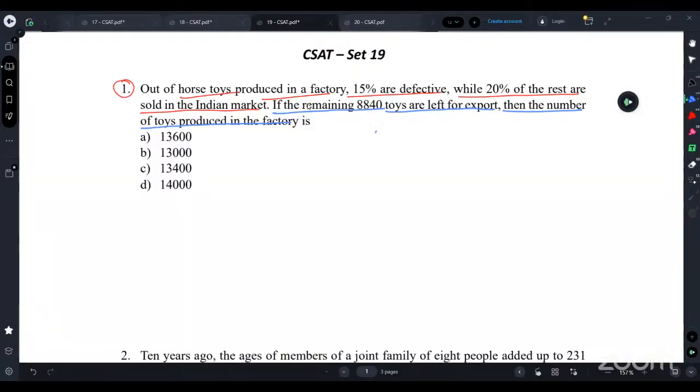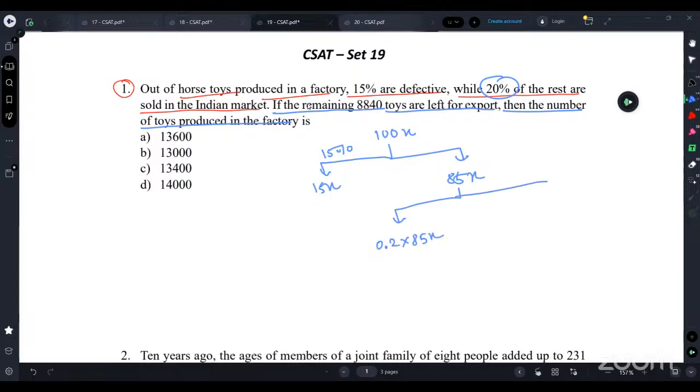See now, I will consider 100x as the number of toys produced in the factory, out of which 15x, right? 15% are defective. What will be the non-defective items? It will be 85%, right? So 85 times x. So out of this 85%, 20% are sold in the domestic market, so 20% will be 0.2 into 85x. And what will be the remaining which are exported? That will be 80%, because 20% are the domestic market and 80% are for export. So 0.8 into 85 times x.